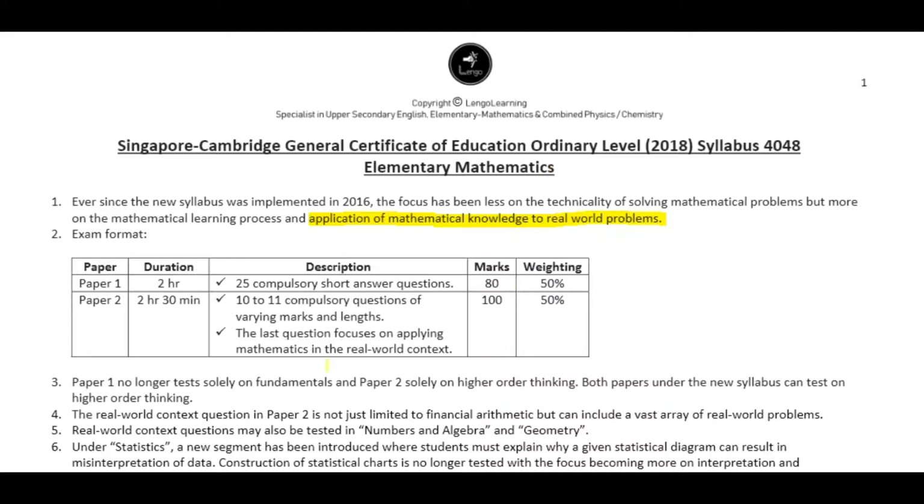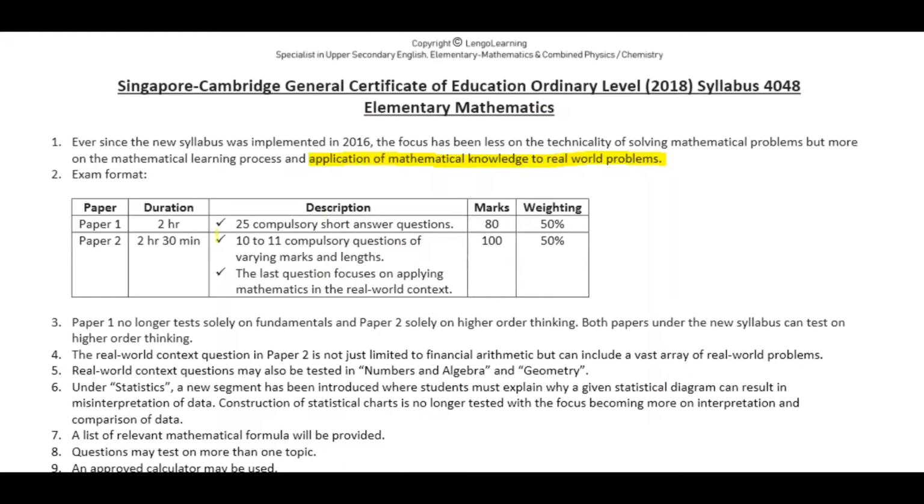So the examination format is such that it comprises two papers. Paper 1, which is short answer questions. 25 compulsory short answer questions are to be completed in 2 hours. Total marks will be 80, but it takes up 50% of the paper. Paper 2 is 2.5 hours.